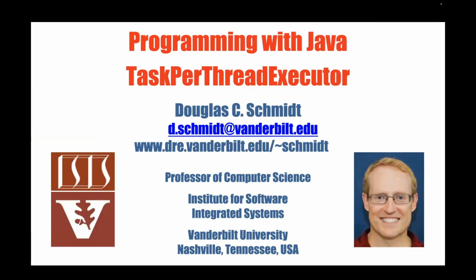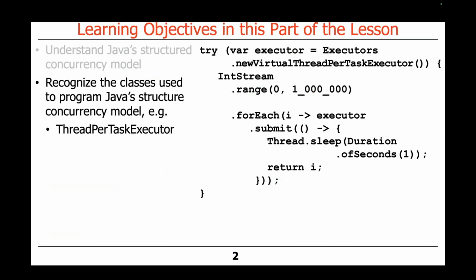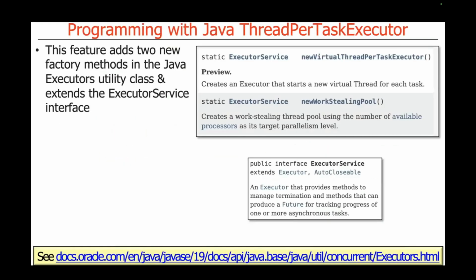So we're now going to continue on with our discussions of the newer features that have been added to Java to be able to take advantage of virtual threads. And we're going to start by talking about Java's TaskPerThreadExecutor, which is a variant, somewhat of a lobotomized variant, perhaps, of Java's structured concurrency model.